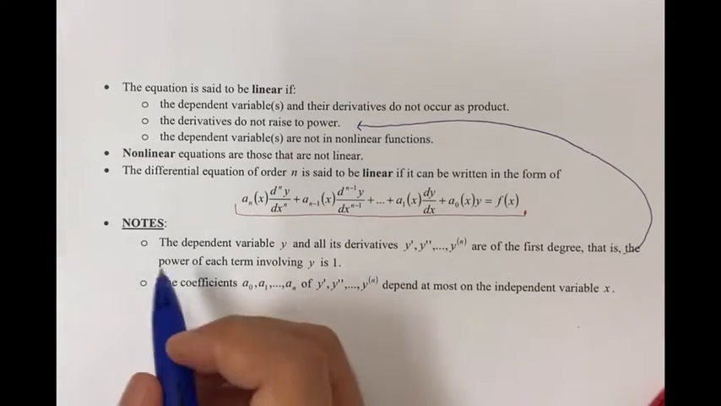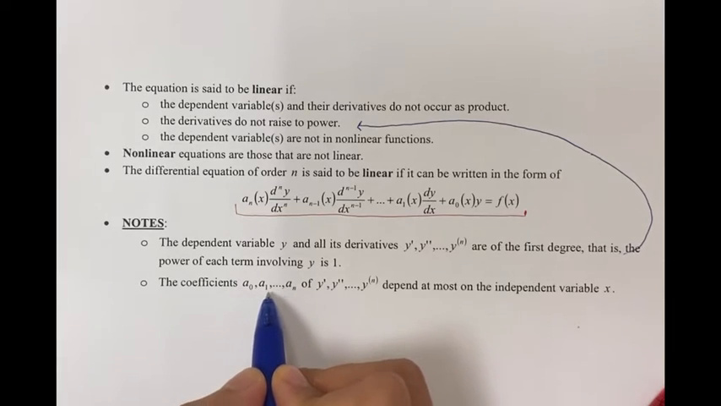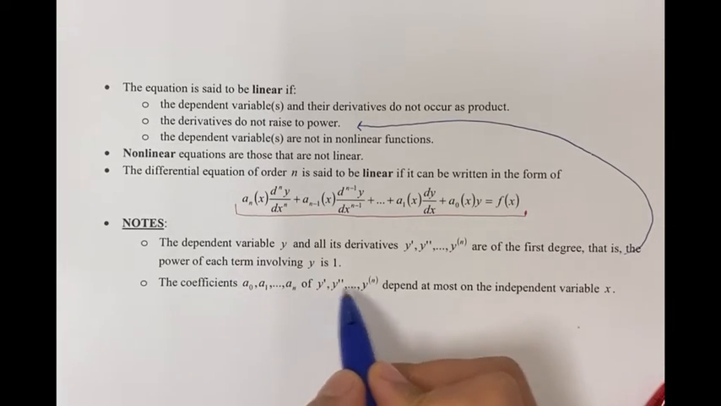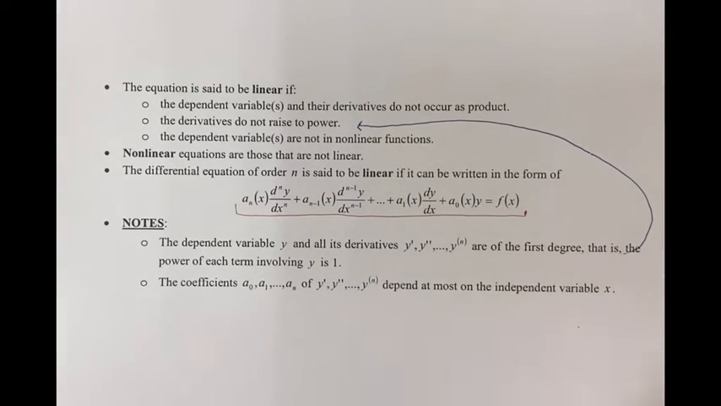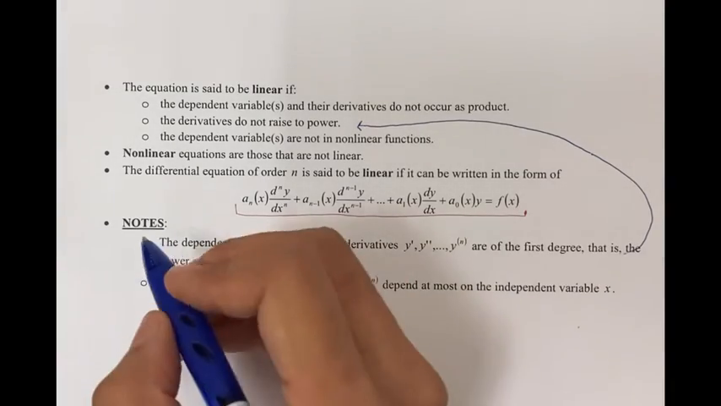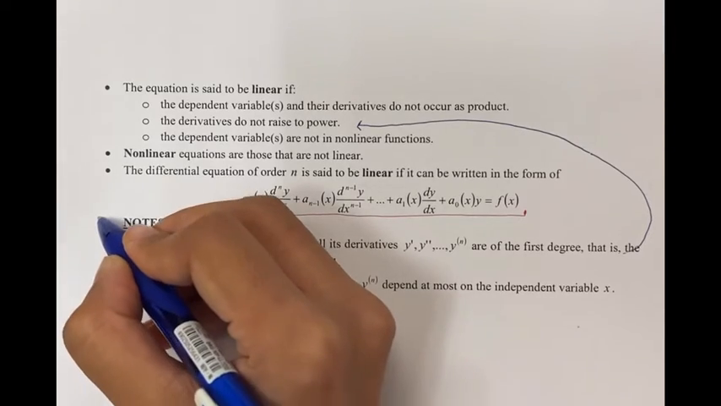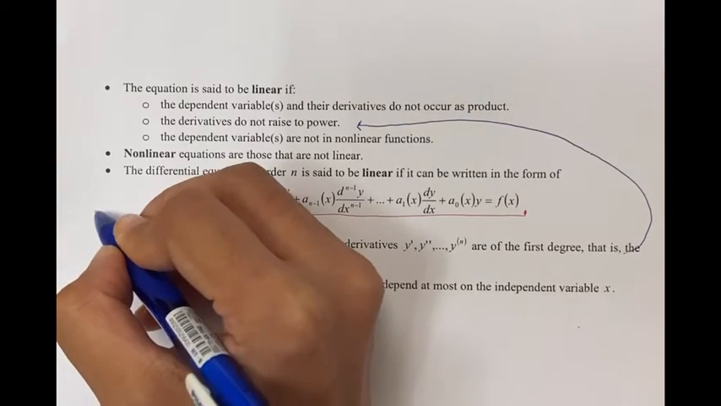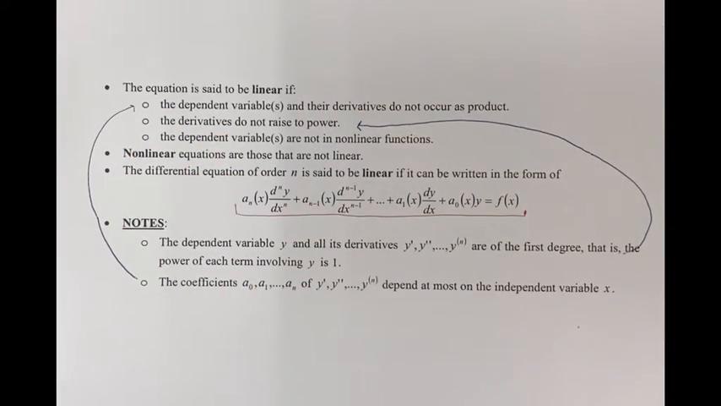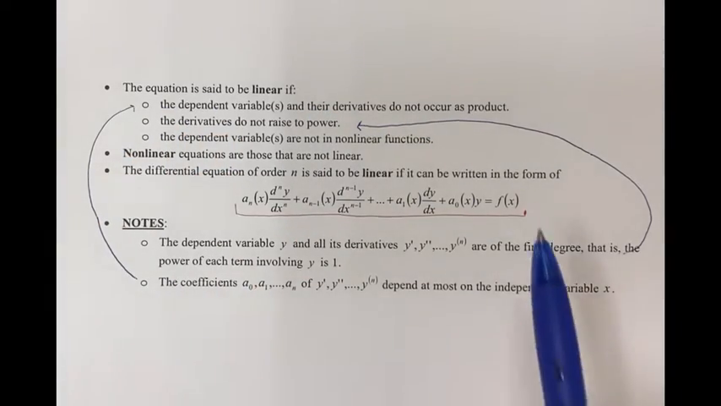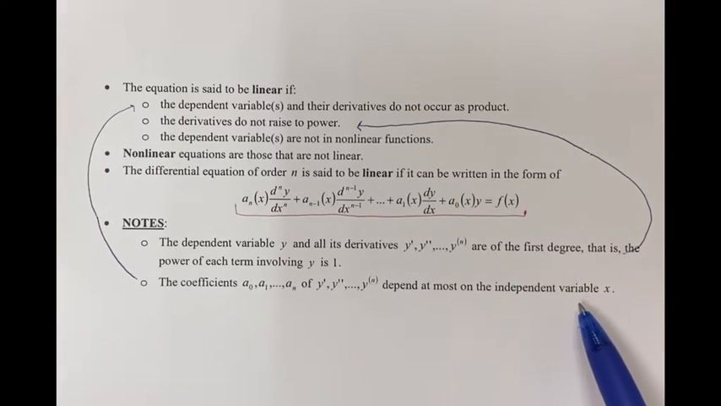For the second one, the coefficients a naught up to an of y prime to y^(n) depend at most on the independent variable x. Meaning that the dependent variable and the derivative do not occur as products. But if it's a product of the independent variable and the derivative, it is okay.